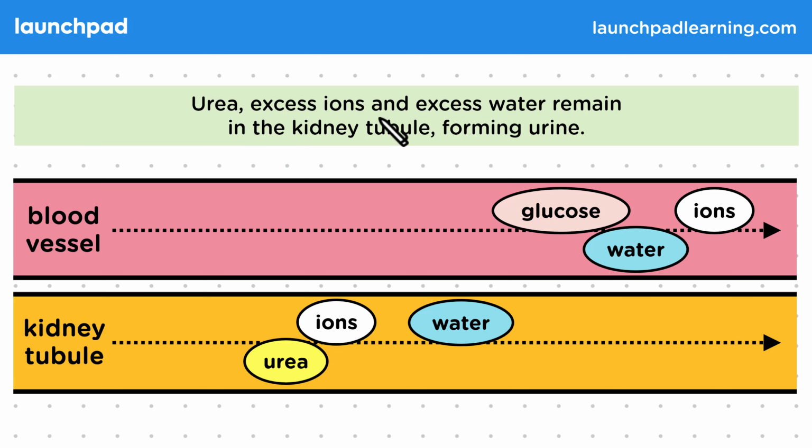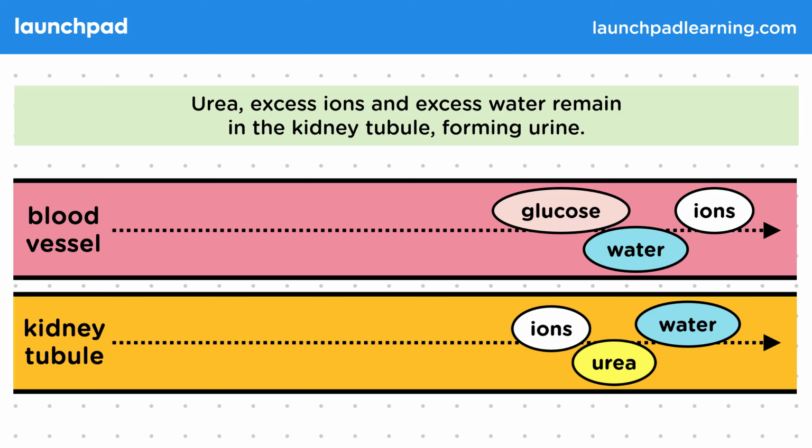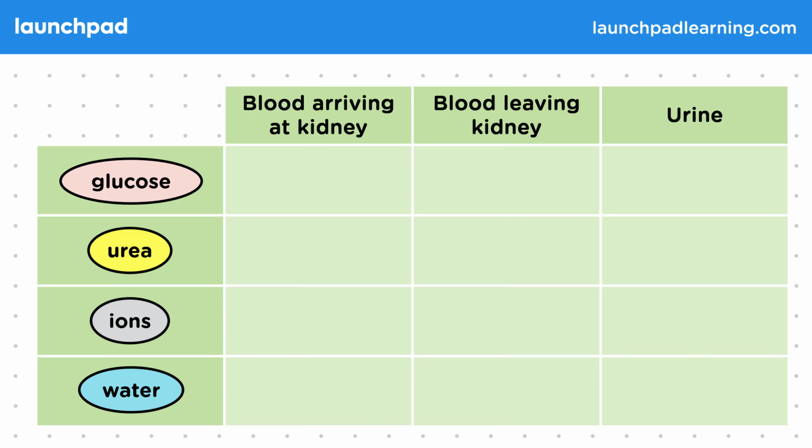Urea, excess ions, and excess water remain in the kidney tubule, forming urine. So all of these substances move with the flow in the tubule, and these will make up the urine. How can we summarise all of this then? This table is going to summarise the composition of the blood entering and exiting the kidney, and also the urine.